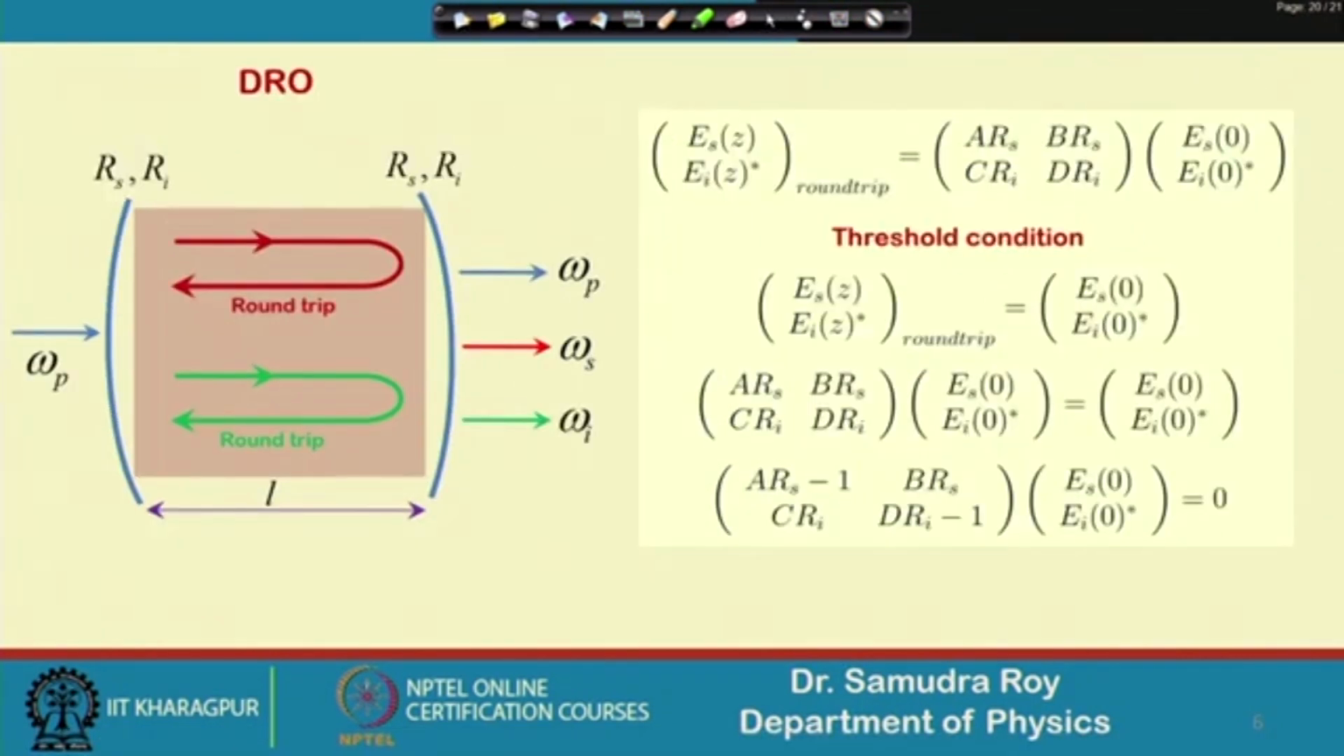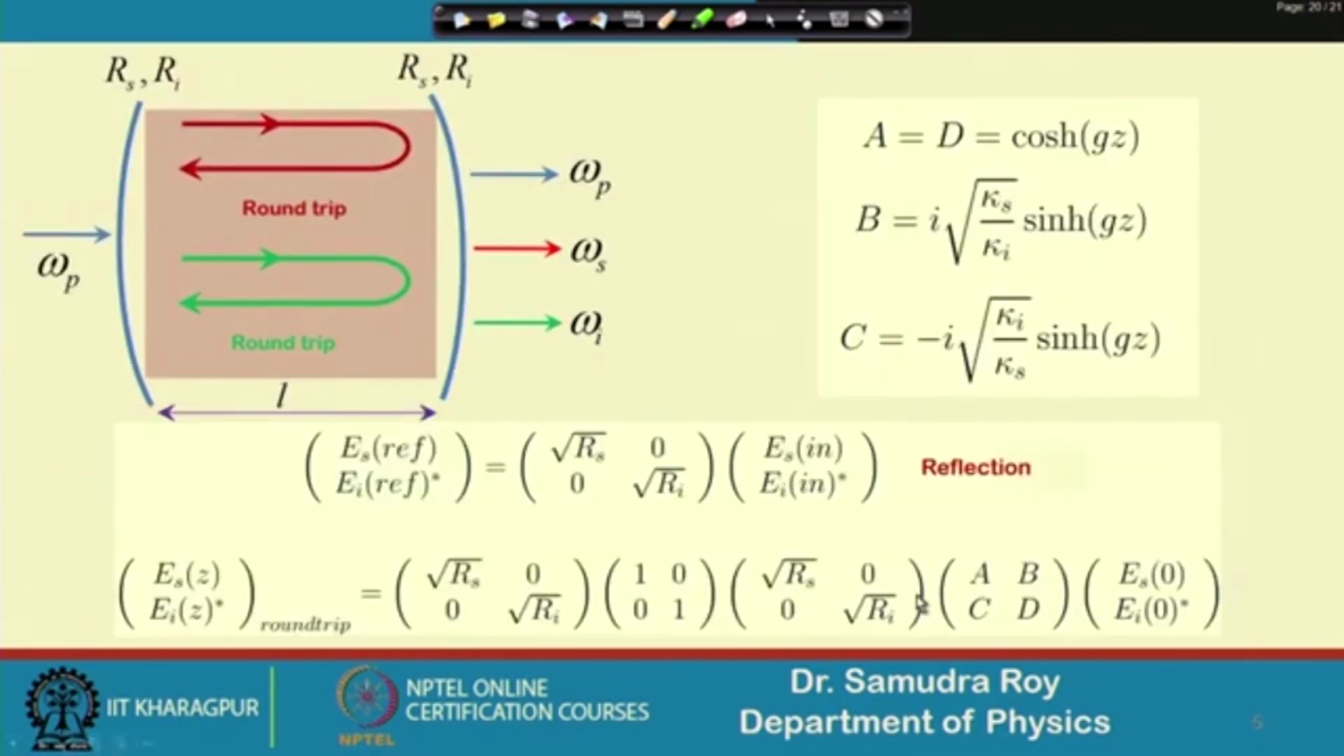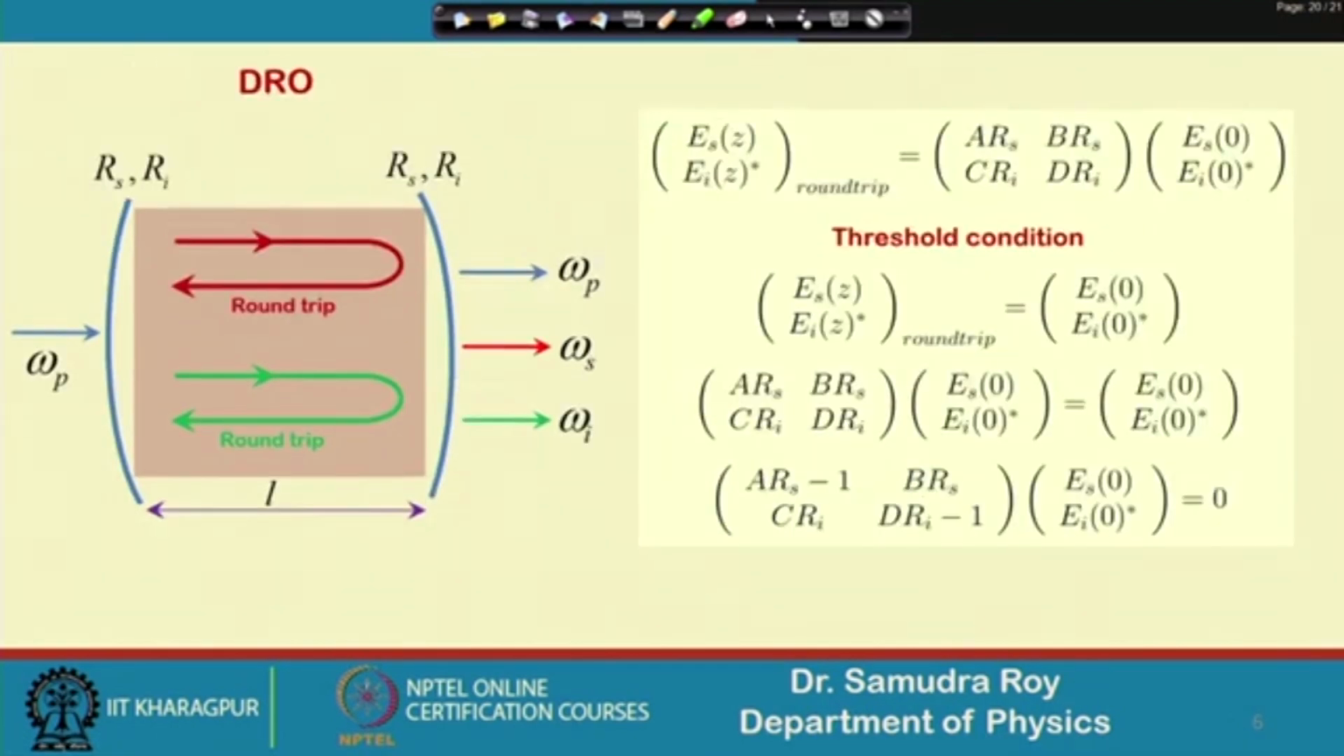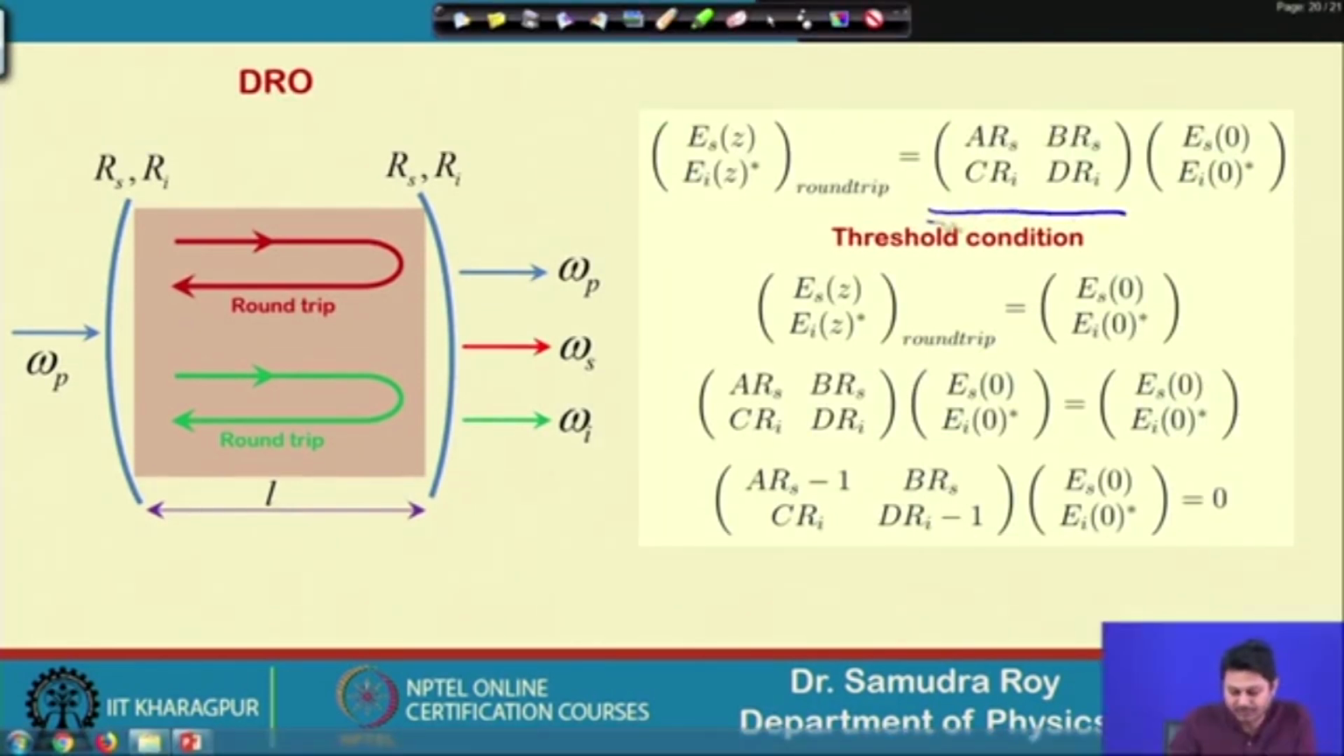Well, for DRO, if I go back and multiply all these matrices to make it more concise, we will find this matrix form. This is the compact matrix for the round trip. So, we will have one field at this point and this point. After making a round trip, the functional form of the fields Es and Ei together can be represented by this master matrix.